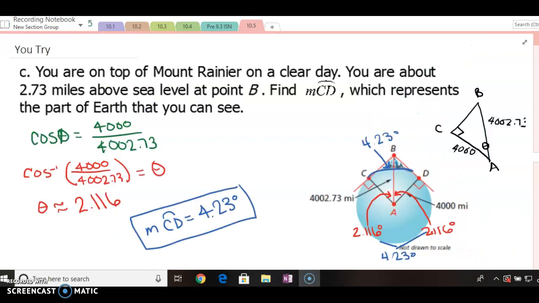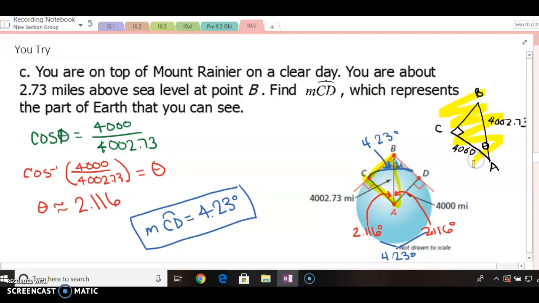All right, now on to the word problem again. This one we're talking about Mount Rainier. Okay, so once again, I pulled out this right triangle here, up here. That's what this is. I labeled the sides that I know. And then I used, once again, cosine because I want to find this angle measure. And I get that this angle measure is 2.116.